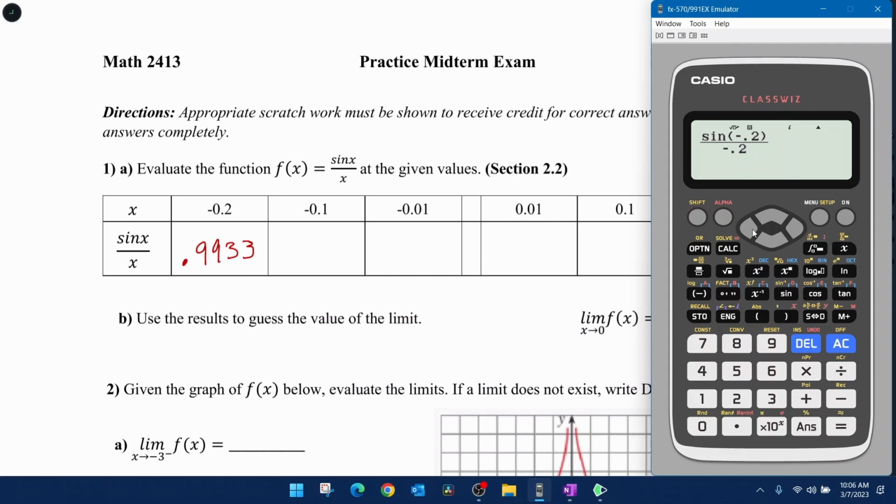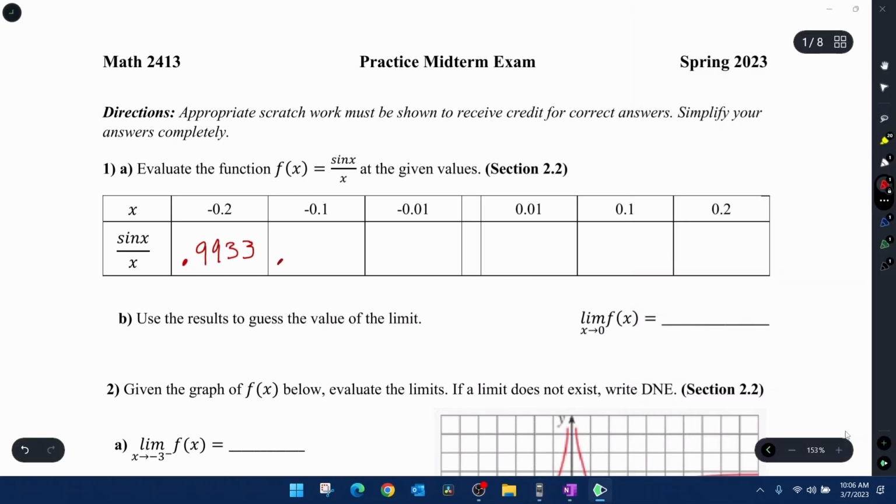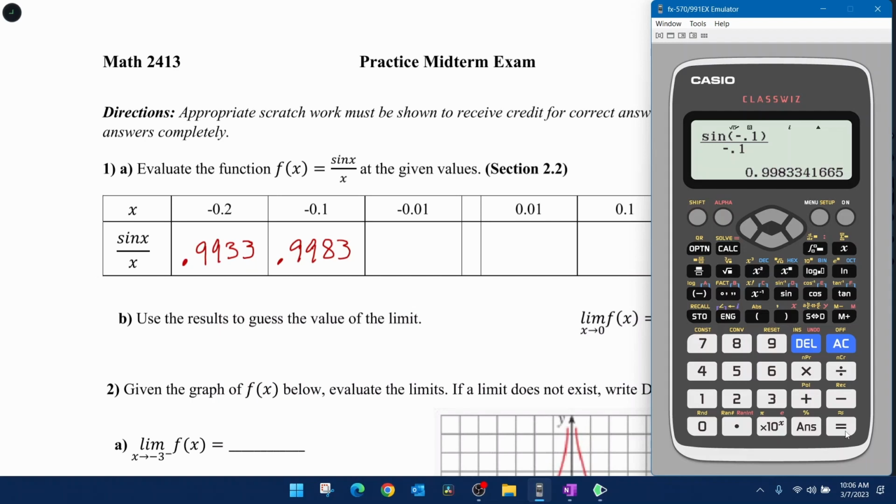0.9933. So next, instead of negative 0.2, we need negative 0.1, top and bottom. Survey says. And rinse and repeat one more time. Now negative 0.01. And at this point, I'm not sure 4 decimal places is going to be enough.